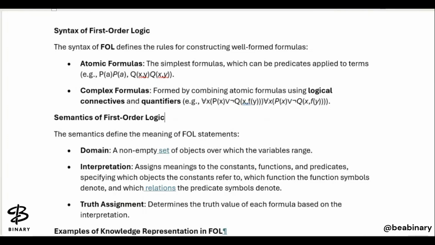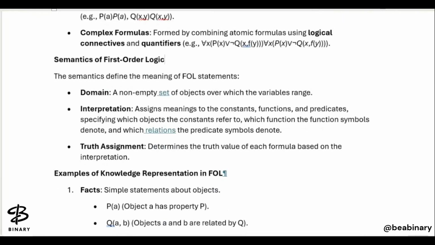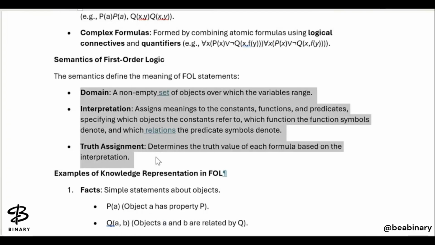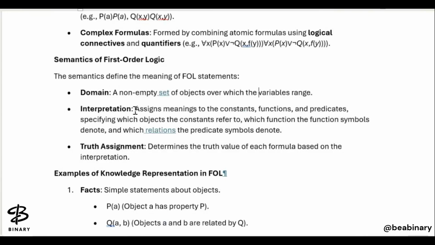Now, what is the semantics of first order logic, or what is the meaning here? Semantics defines the meaning, which we interpret based on a domain, a non-empty set of objects over which the variables range. The interpretation assigns meaning to the constants, functions, and predicates, specifying which objects the constants refer to, which function the function symbols denote, and which relations the predicate symbols denote, right? Then the truth assignment determines the truth value of each formula based on the interpretation.